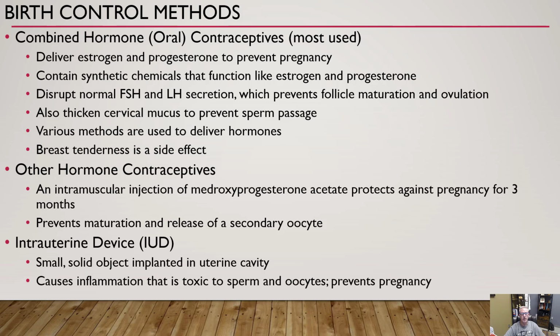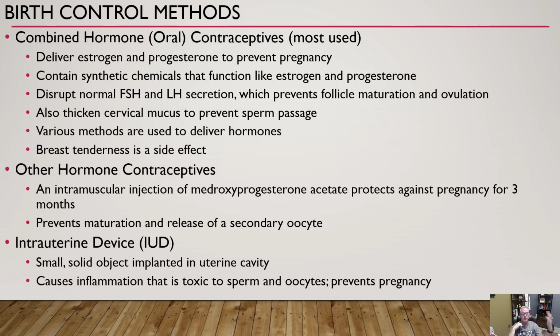Birth control pills is the most common combined hormone or oral contraceptive. It delivers estrogen and progesterone to prevent pregnancy. There are synthetic chemicals that function like estrogen and progesterone, and they essentially disrupt the normal FSH and LH secretion that prevents follicle maturation and ovulation. They also cause the cervical mucus to prevent sperm passage. There's some other hormone contraception out there.